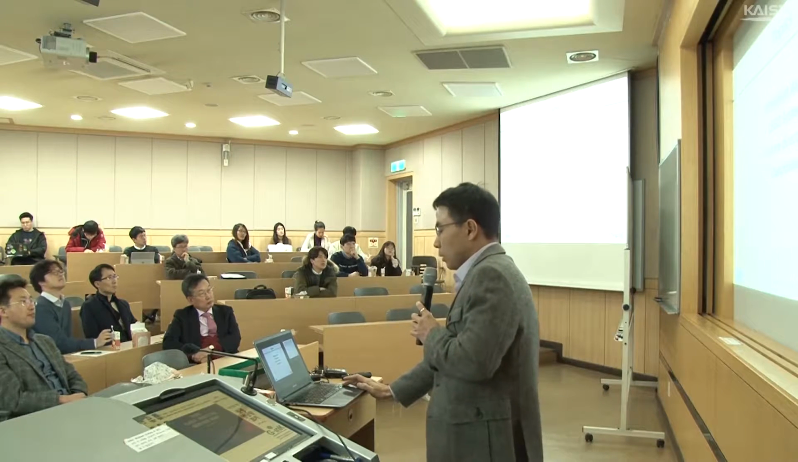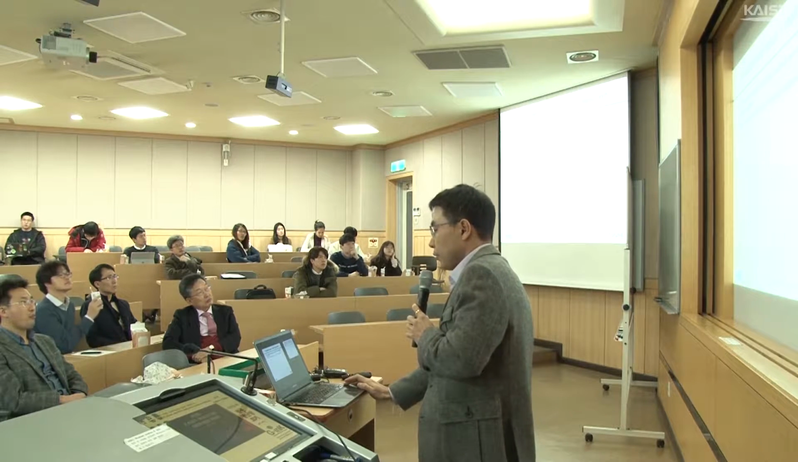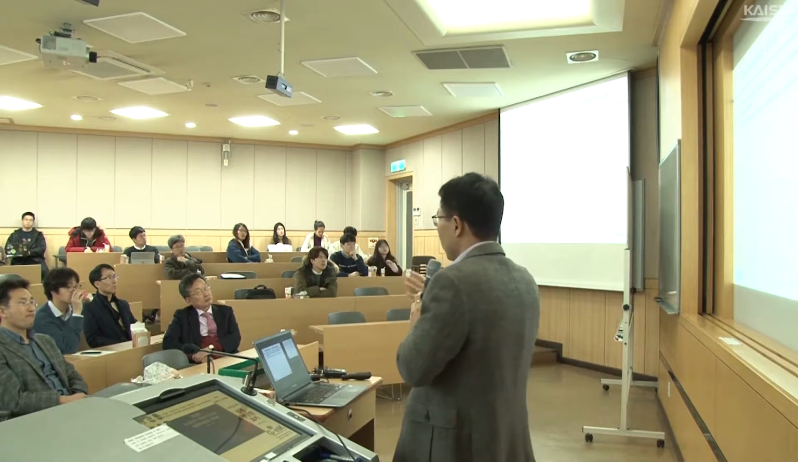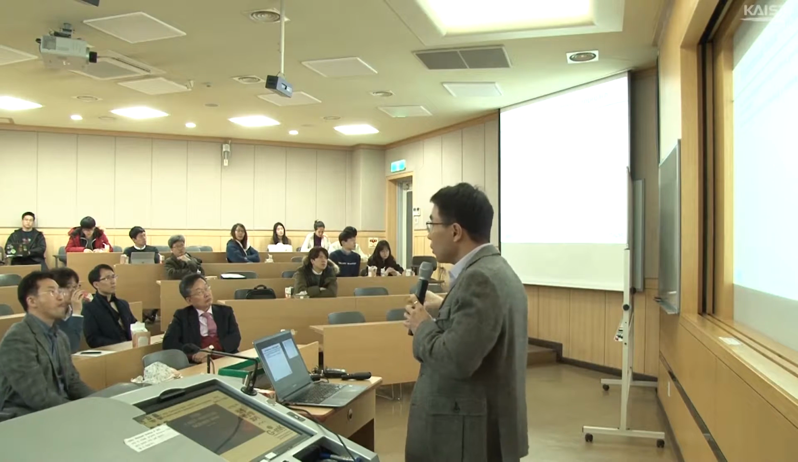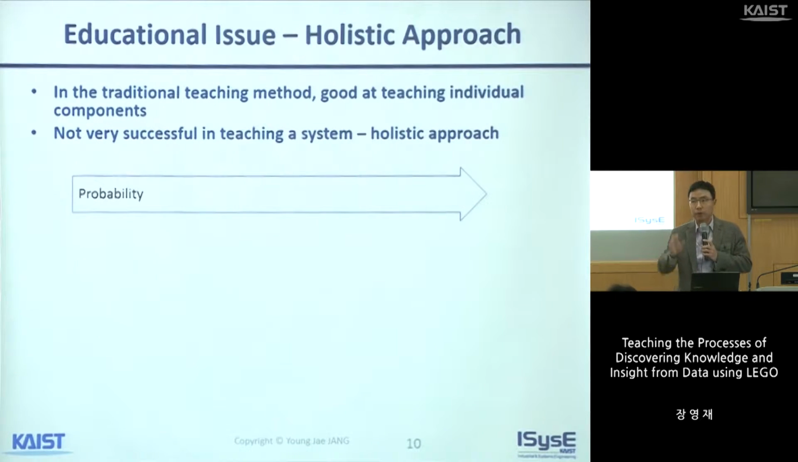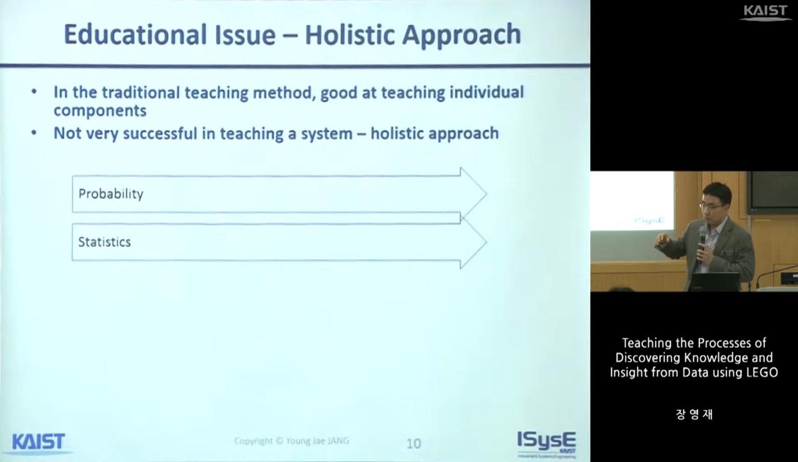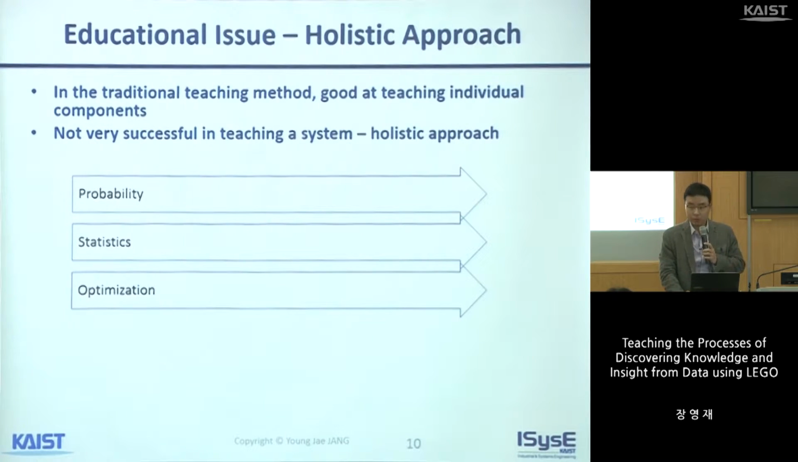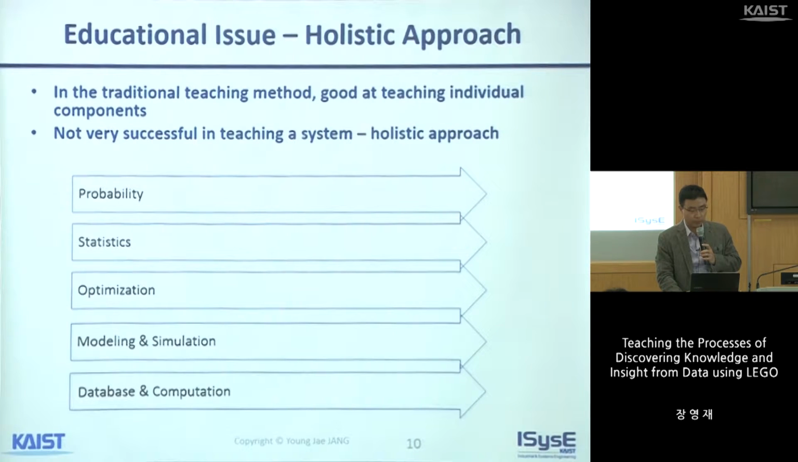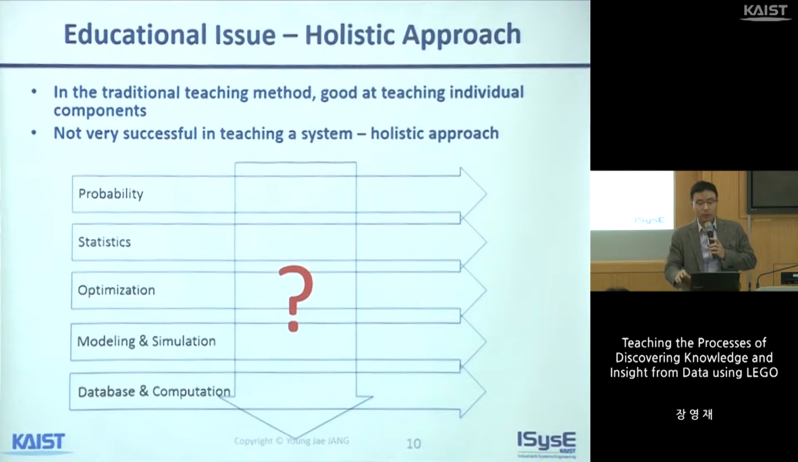Okay. But there are some issues in education, right? The first one is that we are pretty good at teaching individual components. For example, probability is probability. We teach probability, and then we teach statistics, optimization, modeling and simulation, database, and computation. We teach them as independent issues. But in order to solve the actual problem in the field, we need a more holistic approach, especially in systems engineering, right?